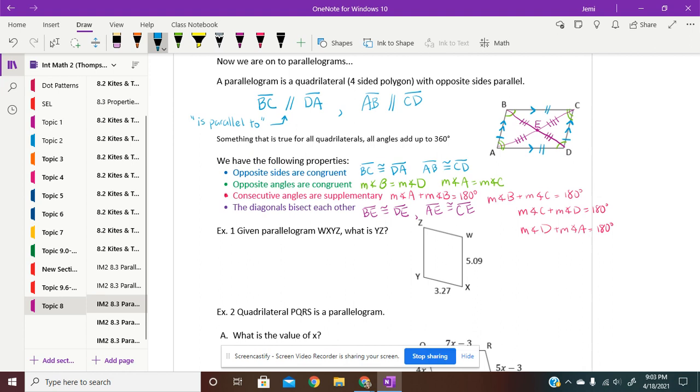Example 1, given parallelogram WXYZ, what is YZ? So I'm looking for this side here. Well, let's see. What are things that we know about parallelograms? We know opposite sides are parallel. We also know that opposite sides are congruent. So when I'm talking about this length of YZ, it's going to be the same as WX, which is 5.09.